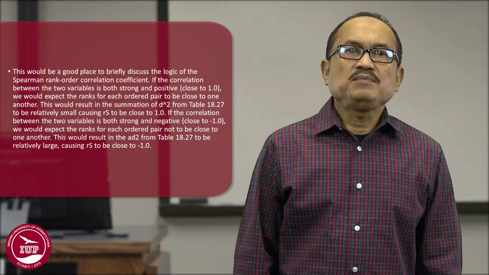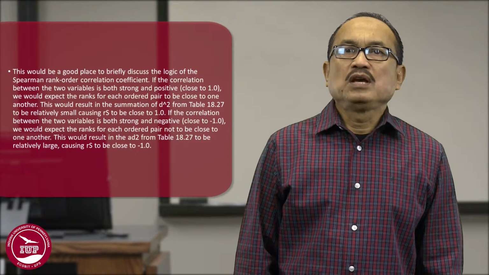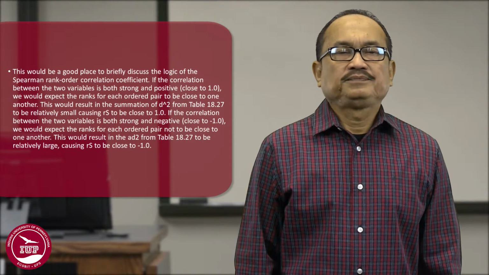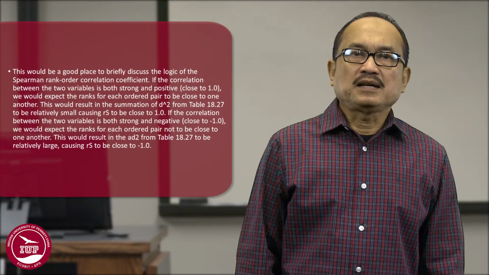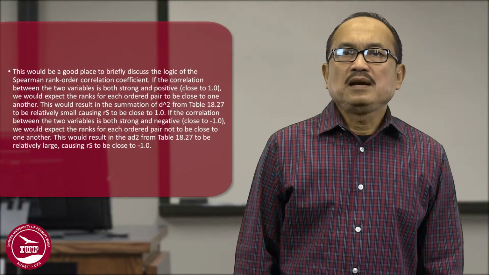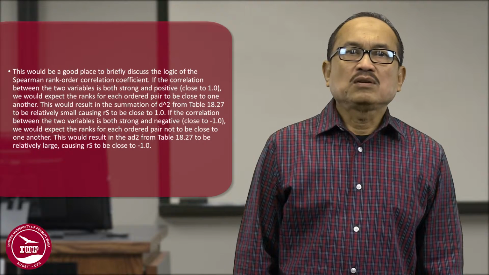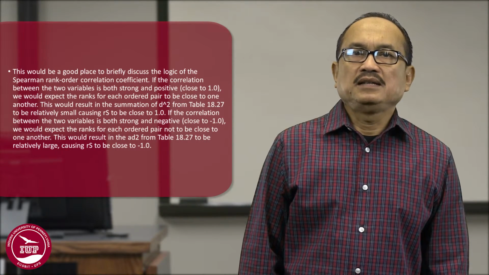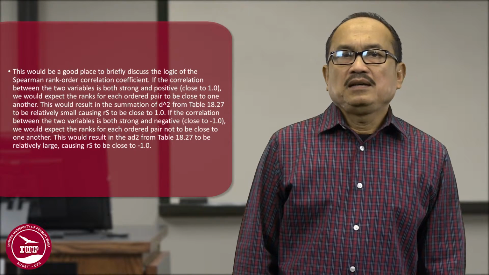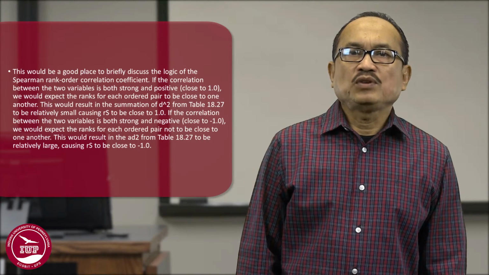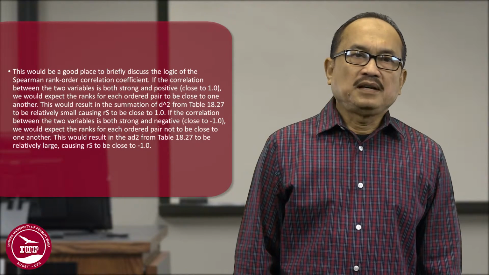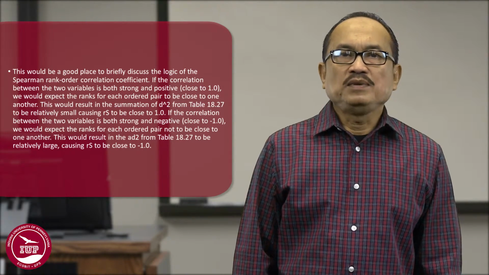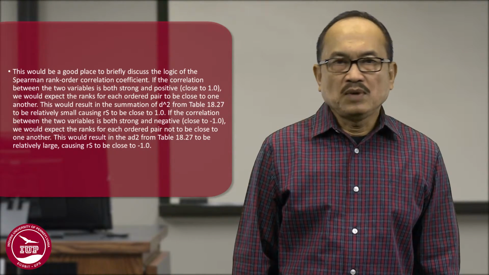If the correlation between the two variables is both strong and negative, or close to -1, we would expect the rank for each ordered pair not to be close to one another. This would result in the d values from table 18.27 being relatively large, causing rs to be close to -1.